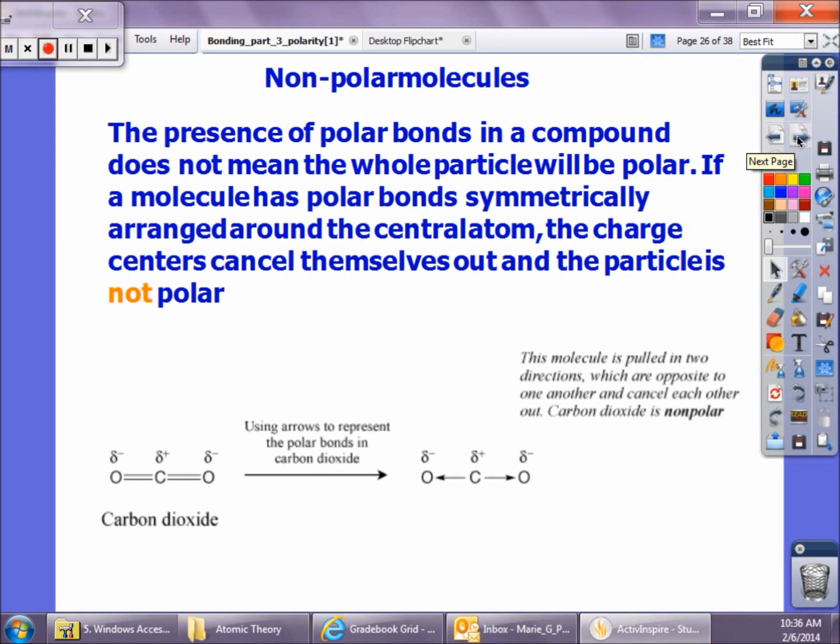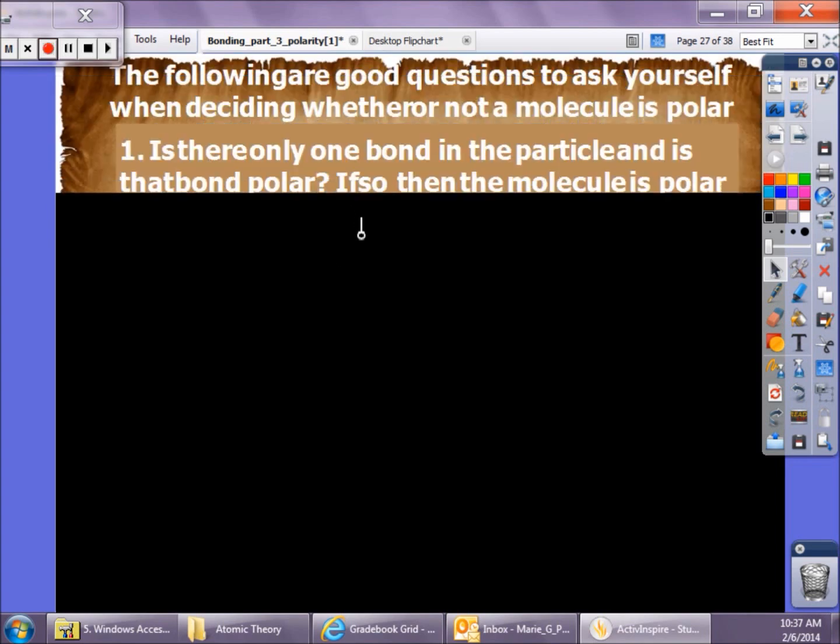Is the bond between carbon and oxygen polar? Help me guys, I'm almost done. Is the bond between this carbon and this oxygen polar? Is the entire molecule polar? No. It cancels out. Do you understand? So those are the conditions for a molecule that has polar bond to be non-polar.